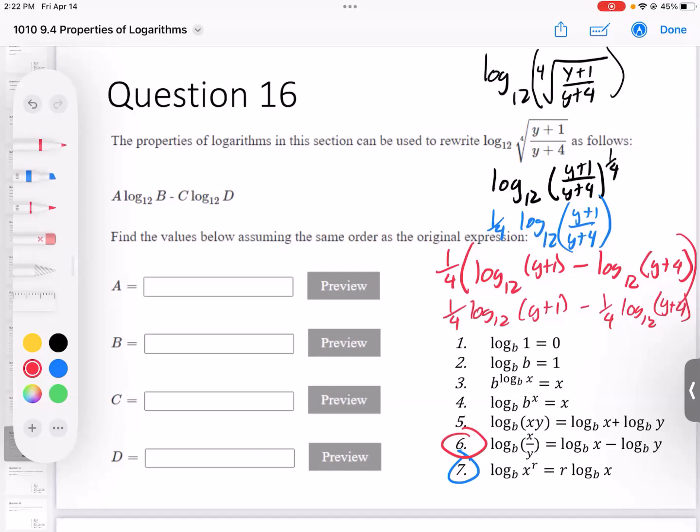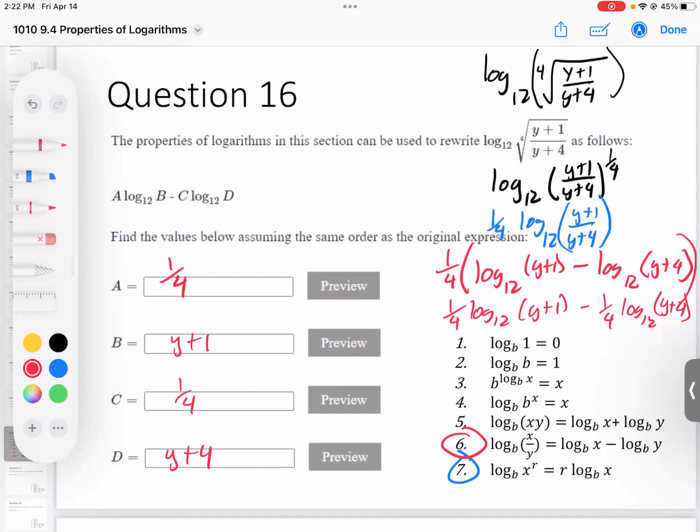When we type in our answers, A would be 1/4, B would be y plus 1, C would be 1/4, and D would be y plus 4. And that would be how we do that one. Okay, any questions on how to deal with roots?